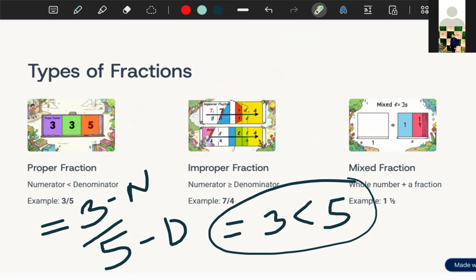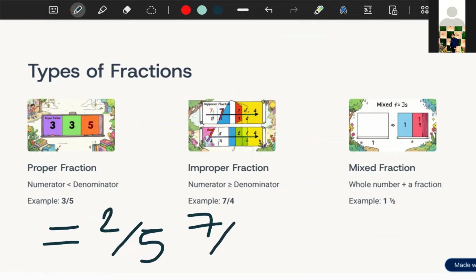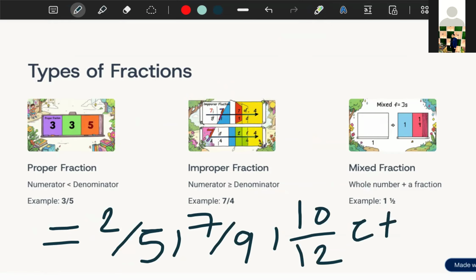So what is a proper fraction? A proper fraction is basically when the value of the numerator is smaller than the value of the denominator. Like 2 upon 5, 7 upon 9, and 10 upon 12, etc. Many examples are there. Whenever there is a fraction in which the numerator value is smaller than the denominator value, that fraction is called a proper fraction.